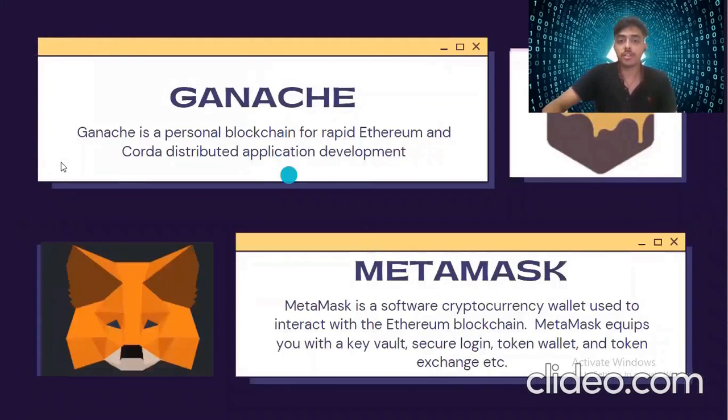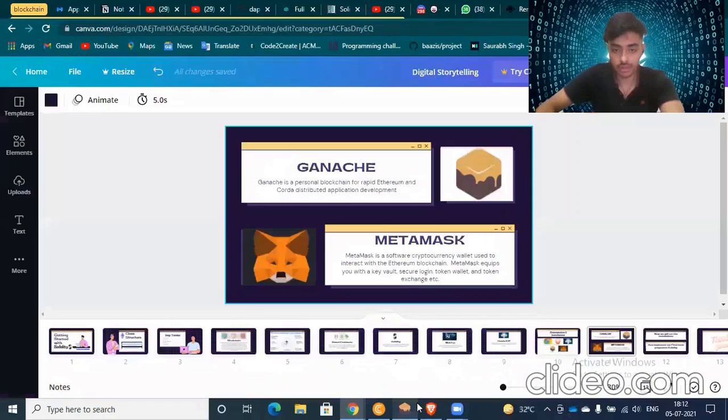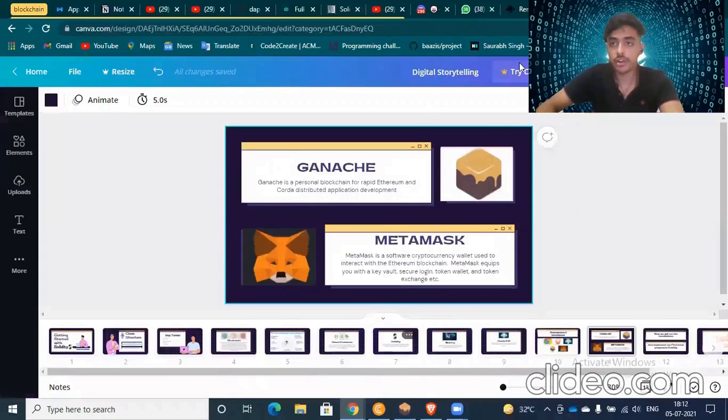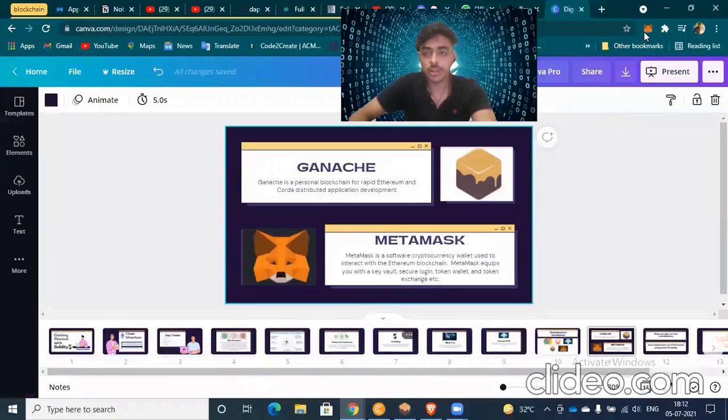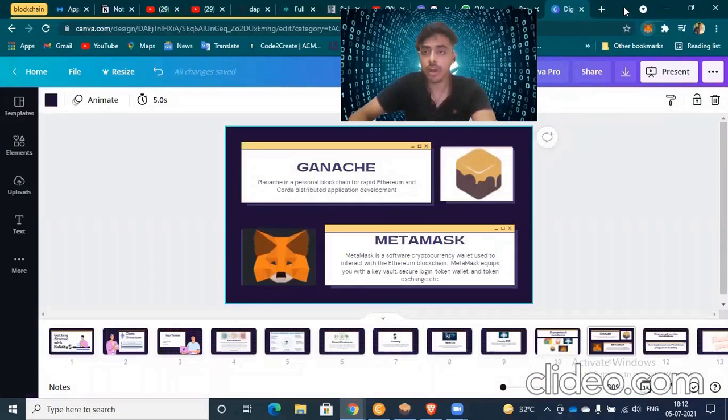First one is Ganache. It's a personal blockchain for rapid Ethereum and application development. It will give you a number of addresses which contain Ethereum. I'll just show you. And the second one is Metamask. It is a software cryptocurrency wallet which is used to interact with the Ethereum blockchain. Now I'll tell you how to install Ganache and Metamask. I already have Metamask and Ganache installed on my system, so I'll tell you how to install them.